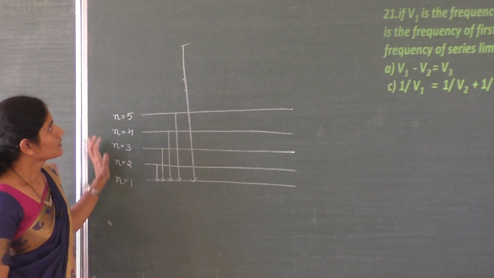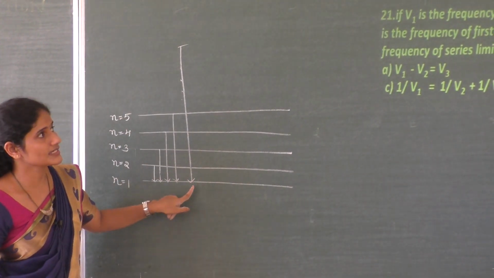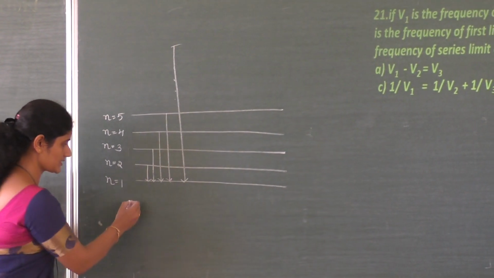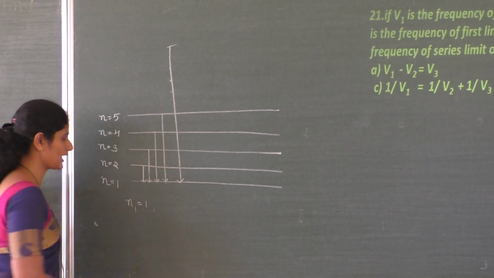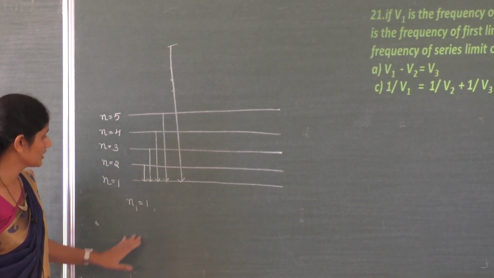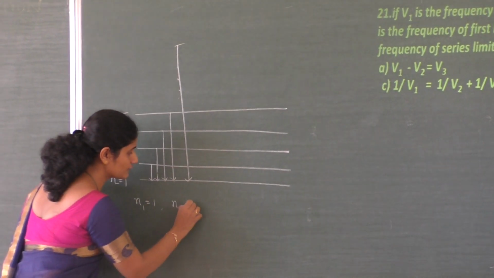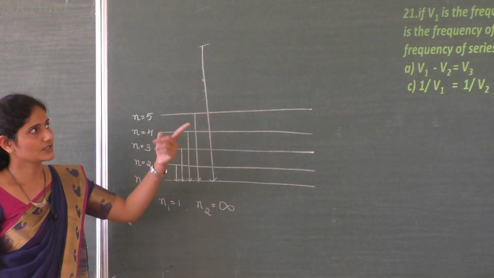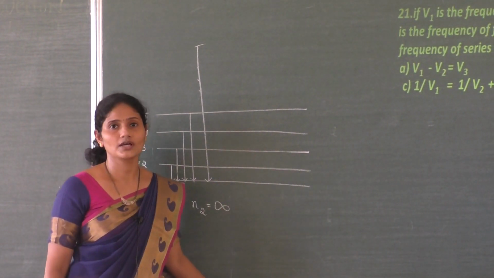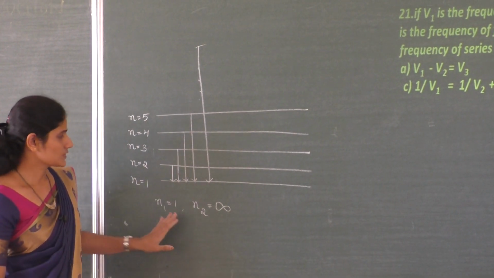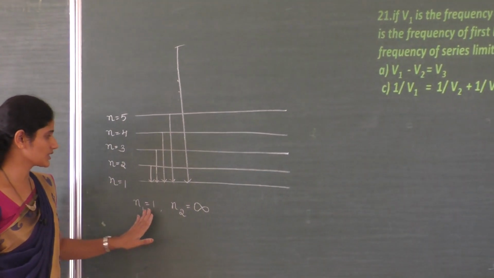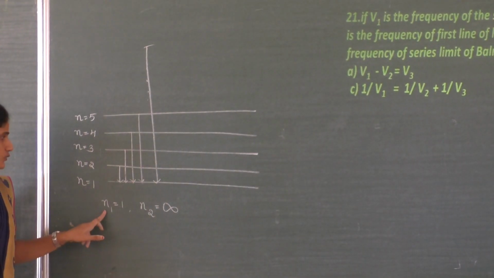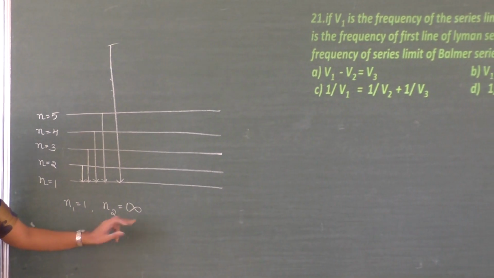This is called the series limit of Lyman series. Therefore, for the series limit of Lyman series, n1 is equal to 1. For Lyman series, n1 is always equal to 1, so n2 is equal to infinity. We call this the series limit, or the shortest wavelength. For the shortest wavelength also, n1 is equal to 1 and n2 is equal to infinity. For the series limit of Lyman series, n1 is equal to 1 and n2 is equal to infinity.